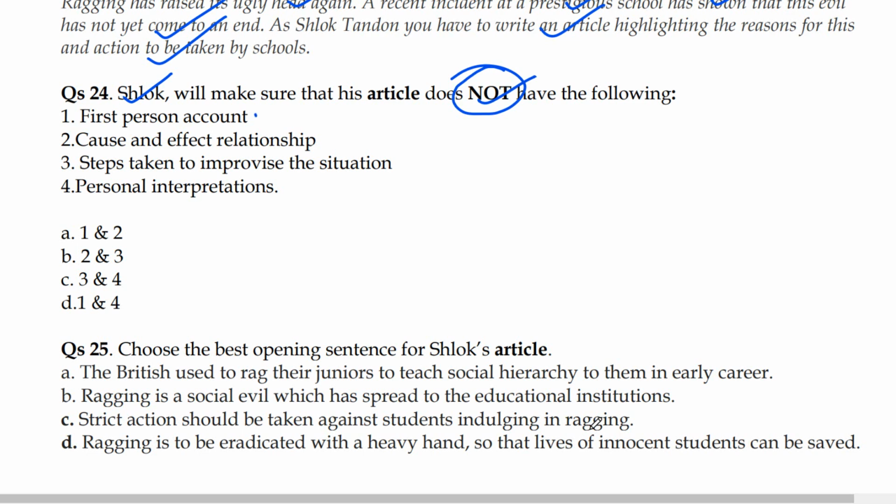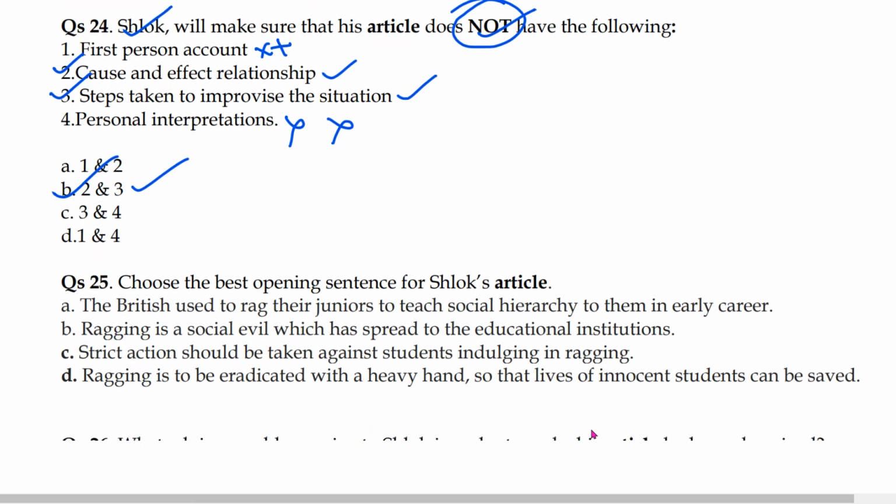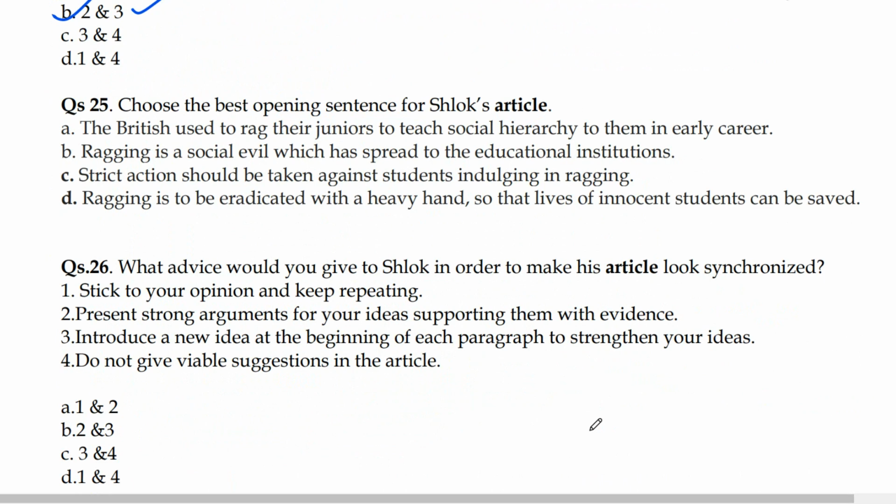First person account. No. Cause and effect relationship. Yes. Steps taken to improve the situation. Yes. Personal interpretations. Can you give a personal interpretation? Does not have this first person account and personal interpretation. So 2 and 3 are the answers. So B is the right option. 2 and 3 are the right options. So B is the correct answer. Look at the next question.